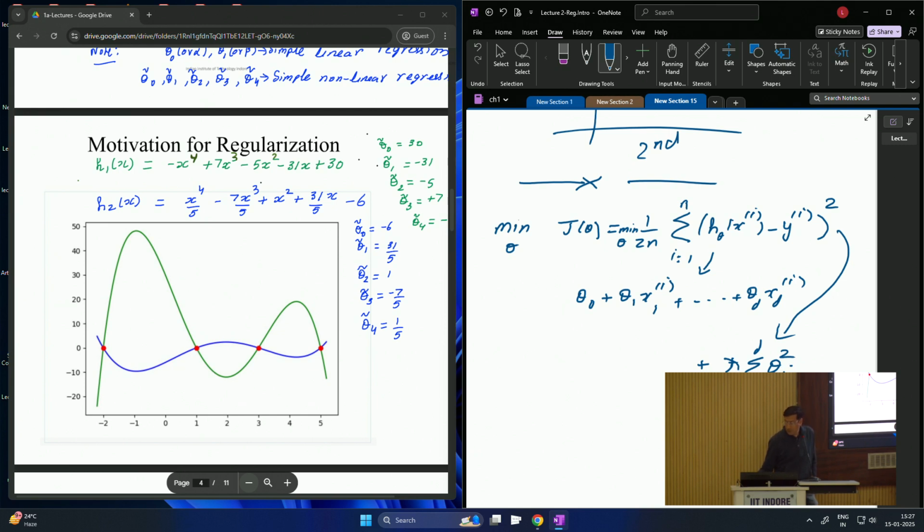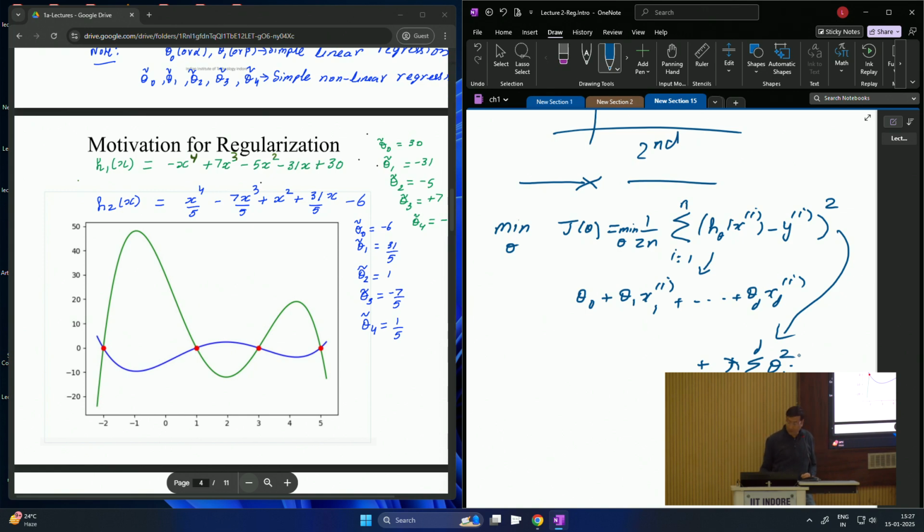So if your lambda is really small, which term will dominate? Let's say lambda is really large, which term will dominate? If lambda is really large, then this term will dominate. You want to minimize the thetas, and all the thetas will tend to 0 because you're squaring them. Theta 1 square, theta 2 square, and so on, except theta naught. We don't do it for theta naught because theta naught is without x. They will all tend to 0.